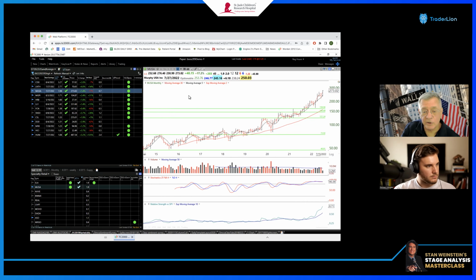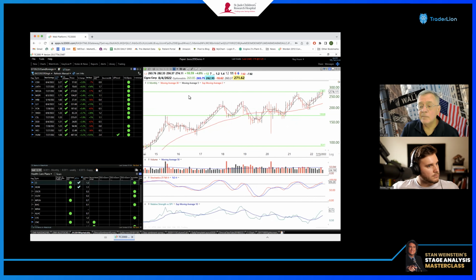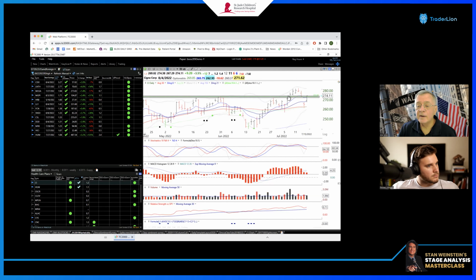The other thing I want to show you, one stock that came out in this was Cigna. Cigna came out. It had a green line breakout right here. But look, it failed. So I had it and I sold it. And now I have to decide, do I want to buy it back?